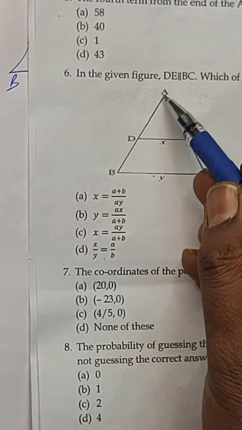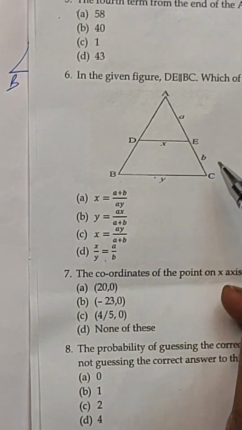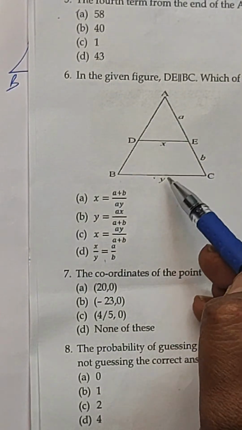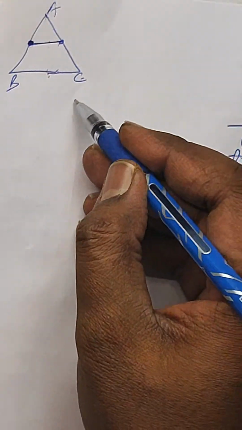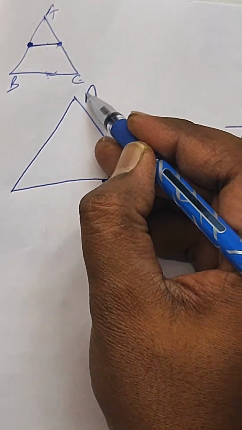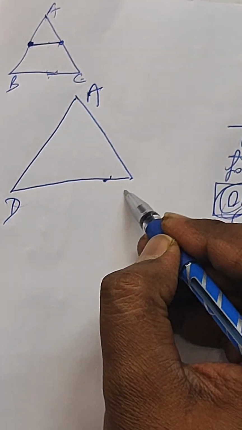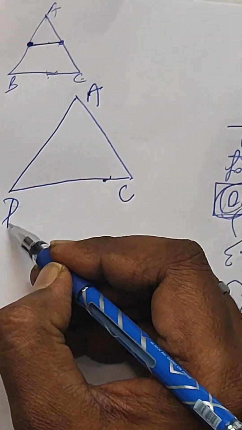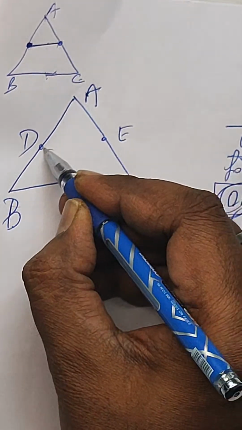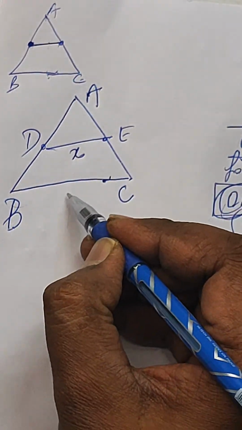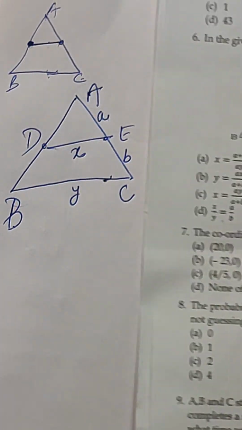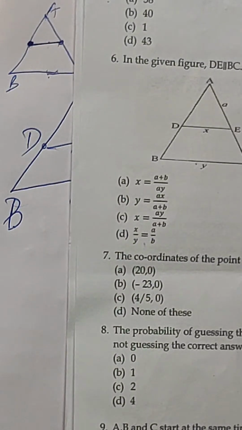You can see this section is A, this section is B, a small a, a small b, and here a small x, a small y. Let me redraw this figure. It's given that this is A, here D, and here E. This is given to you as a small x, this as a small y, this is a small a, and this is a small b. And the question to us is, which of the options is correct?